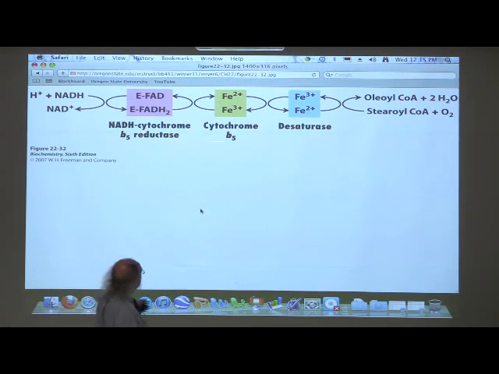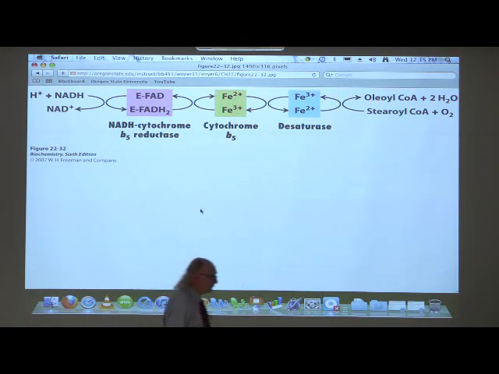A desaturase uses all the reactions up here, which we're not going to memorize, because for our purposes, the main thing that's important is that they're making unsaturated fatty acids. So desaturases are essential for that. This process occurs in the endoplasmic reticulum. Okay?